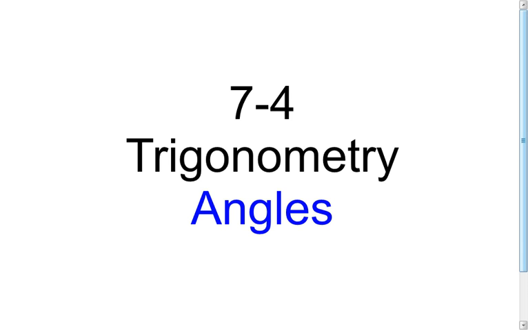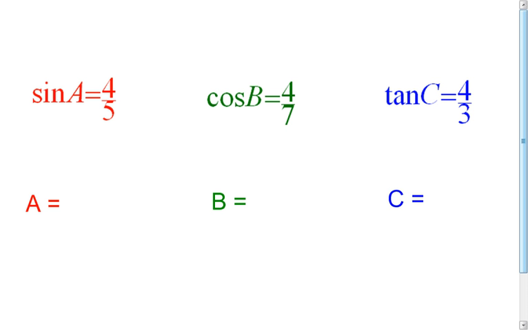This lesson I'm going to look at trigonometry again, but this one I'm going to focus more on angles and finding the measures of angles in right triangles. Before we get there, I want to look at how we can find the value of A. We have this equation of sine of A equal to 4/5. We need to solve it.